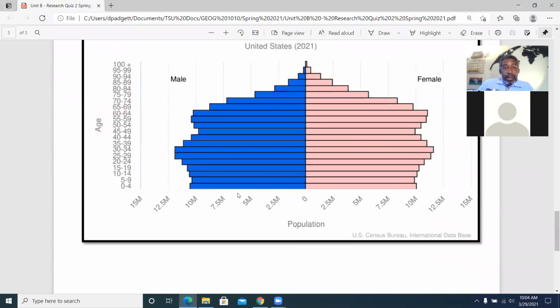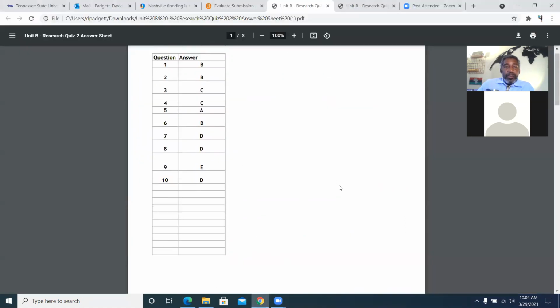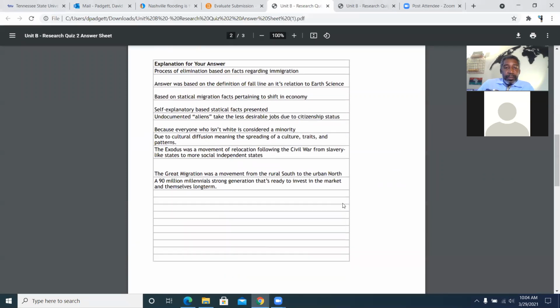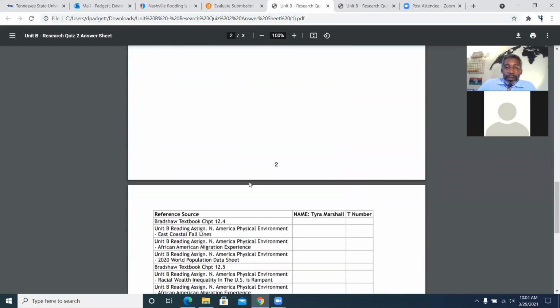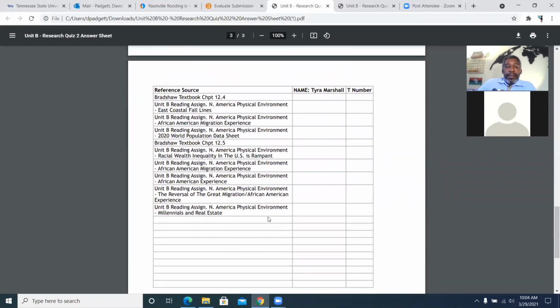So let's see what she was thinking. Let's just go to her answers. So correct, number 10, D. Working from the bottom, I guess this is the explanation. 90 million millennials, strong generation. The only thing I don't like about this, okay, let me look at her reference. If the reference source is tight, then Unit B with North America, millennials and real estate.